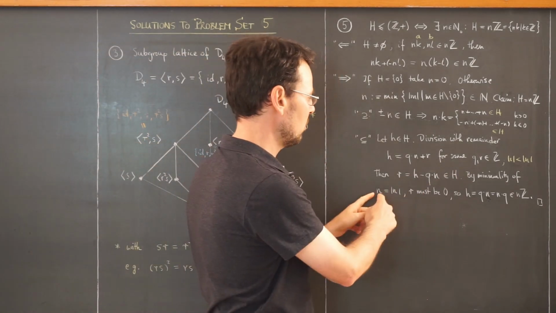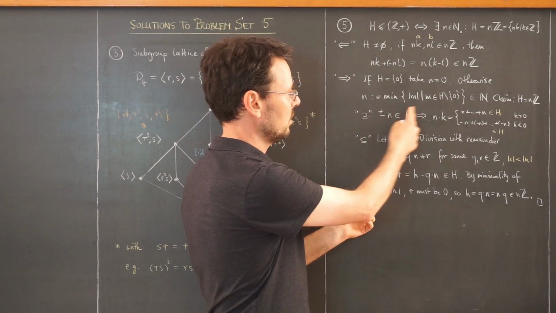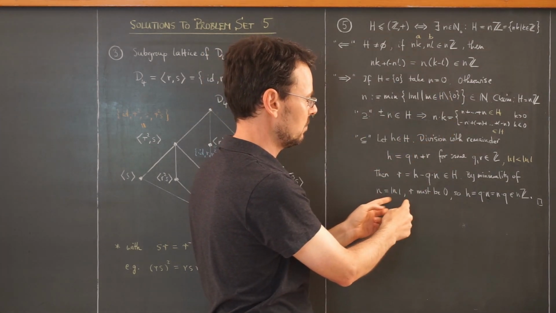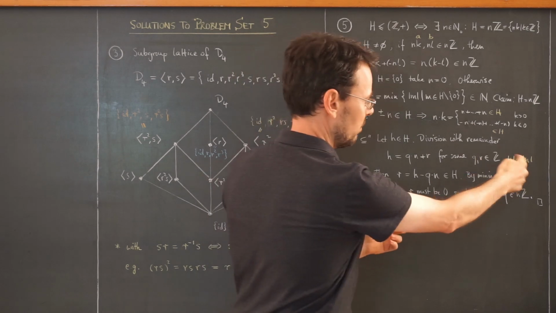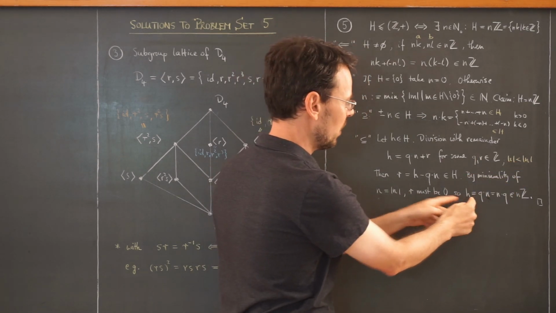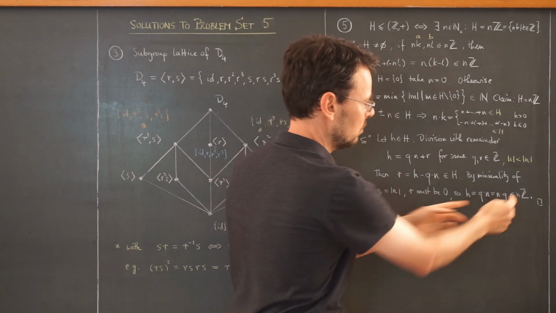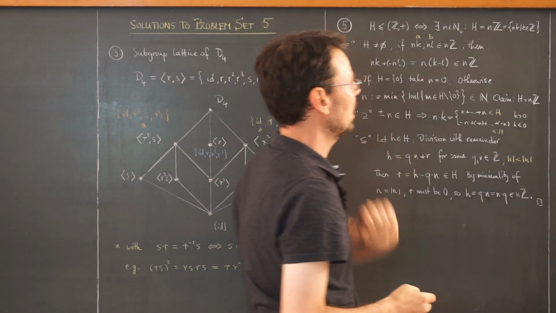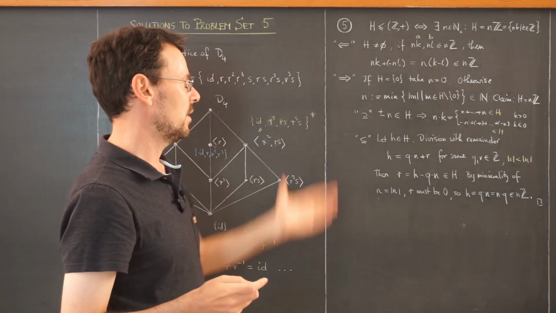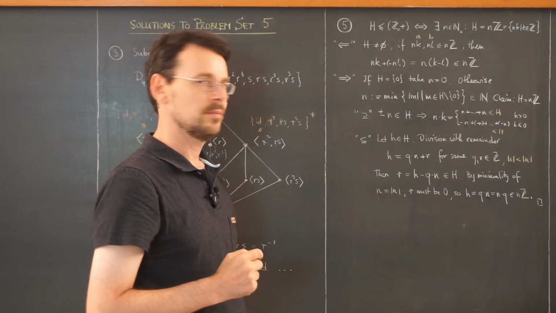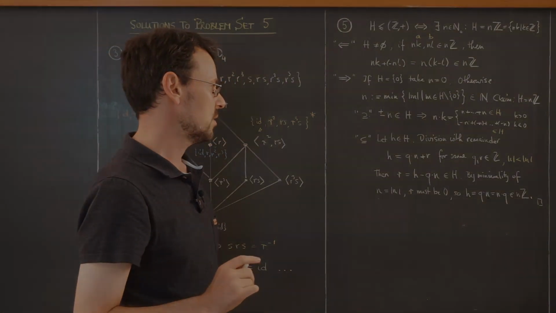So by minimality of n, which is the same as the absolute value of n, because n is positive, r must be 0, otherwise we would have a contradiction. So h can be written as q times n plus 0, or n times q, which is clearly an element of this set, thus finishing the proof. All right, this was pretty damn hard.